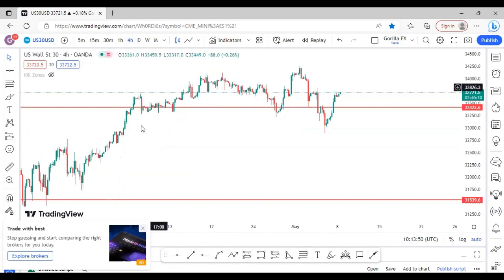As you can see, the market was failing to break this zone here, failing to break this zone.